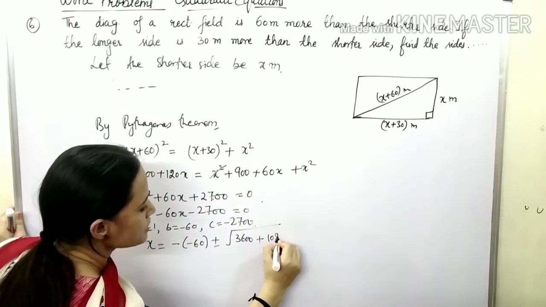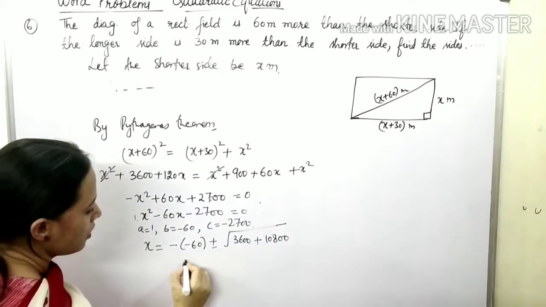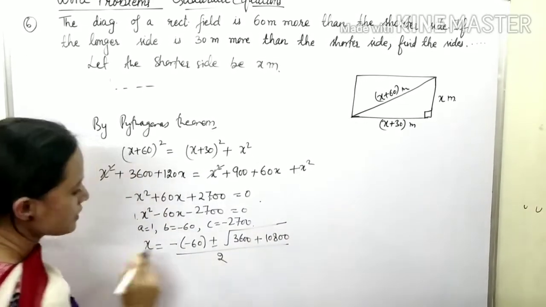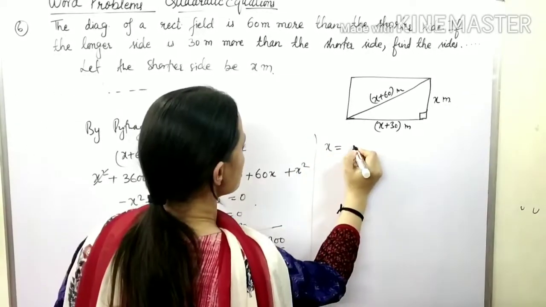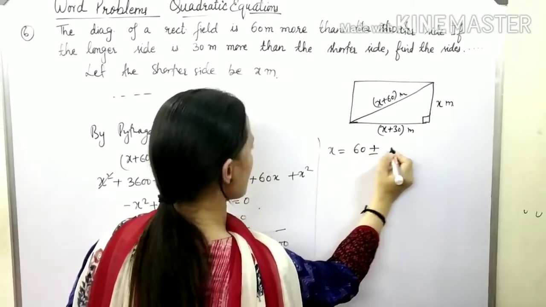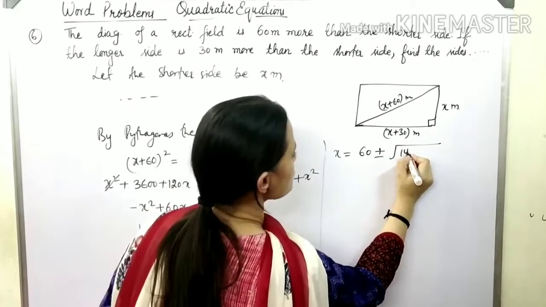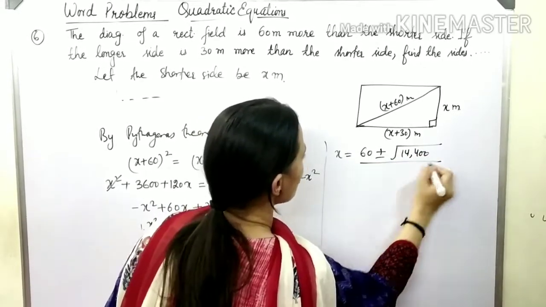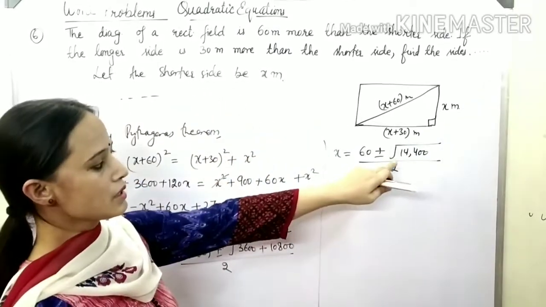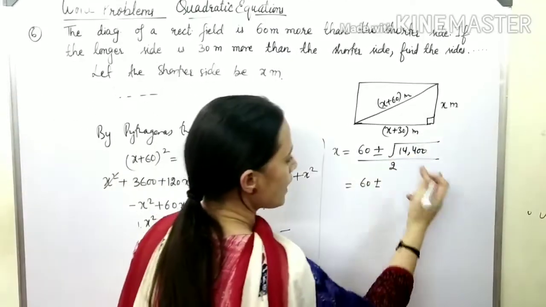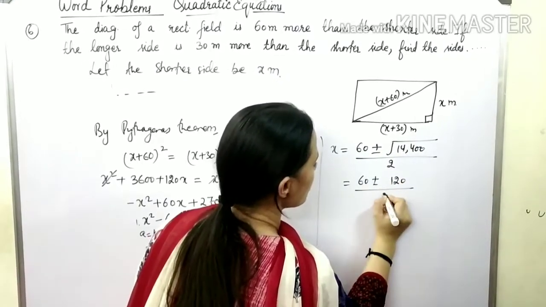plus 10800 whole upon 2 into a, that is 2. So we'll see the calculation. We are getting x is equal to 60 plus minus under root, this will give us 14,400 whole upon 2. So 60 plus minus, you know 144 is the square of 12, and the square root of this will give us 120 whole upon 2.